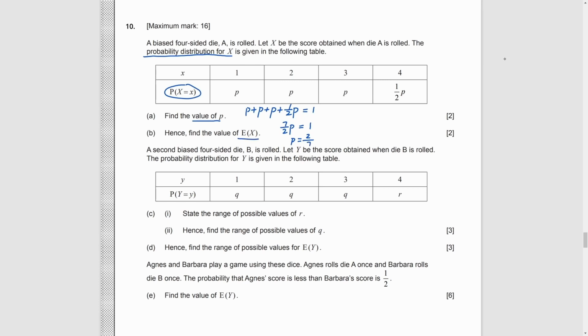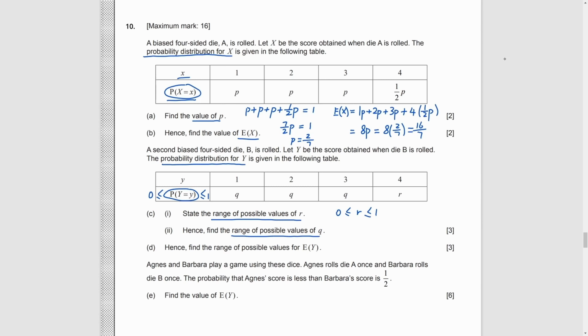Part B. We need to find the expected value of X. That means we need to add all the values multiplied by their own probabilities together. So, we get 8P, which is 16 over 7. Part C. We need to find R. As the probability of any situation must be between 0 and 1, so does R. Similarly, we have 3Q between 0 and 1, and thus Q is between 0 and 1/3.